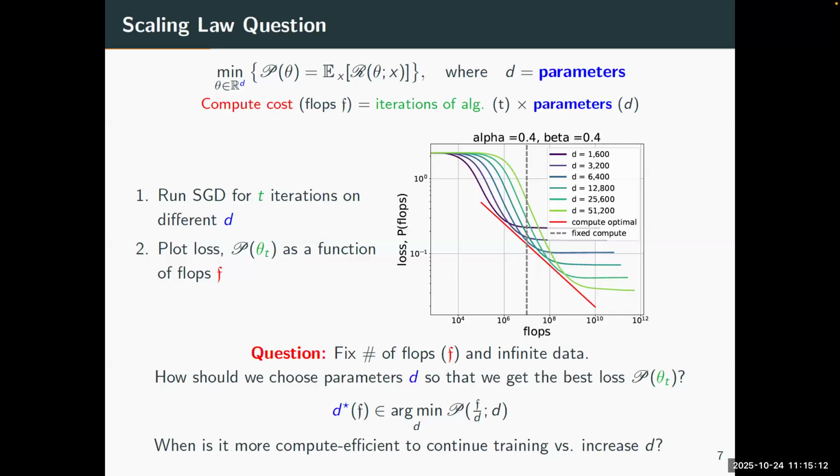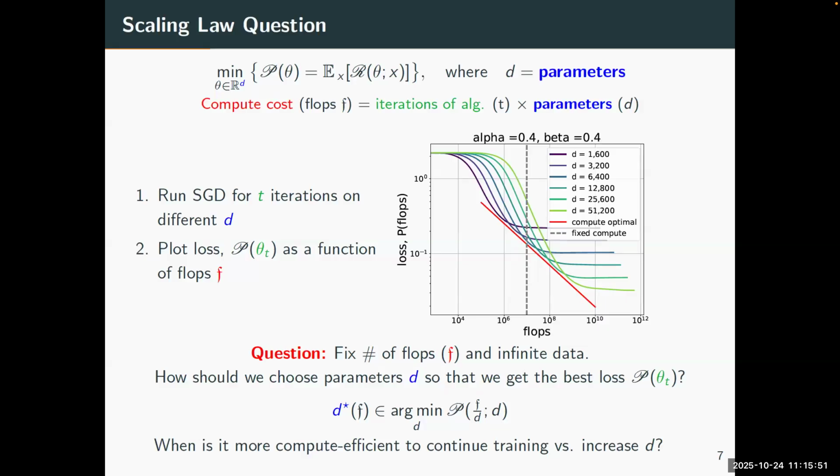So then the fixed compute question is the following. If you fix the number of flops, and you have infinite data, how should you choose D so that you get the best loss? Because the number of parameters is something you can pick, right? Another way of writing that is D star, as a function of your flops, is the argmin over D of your loss of flops. Another way of stating this question is, when is it more compute efficient to continue training, or when is it better to actually increase your model? This is the same question.